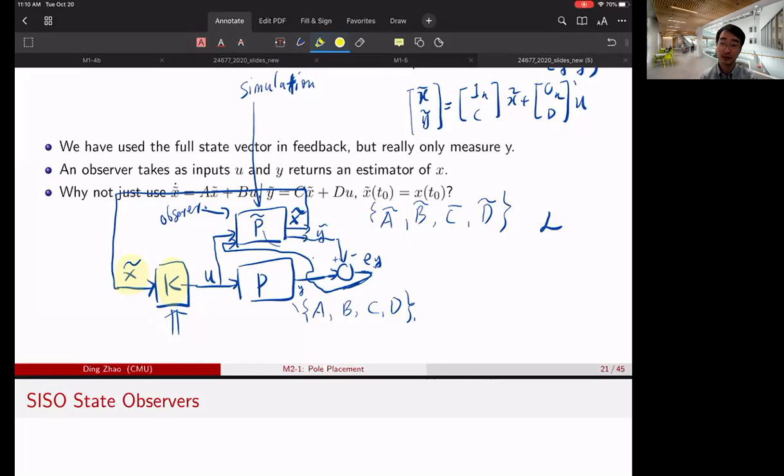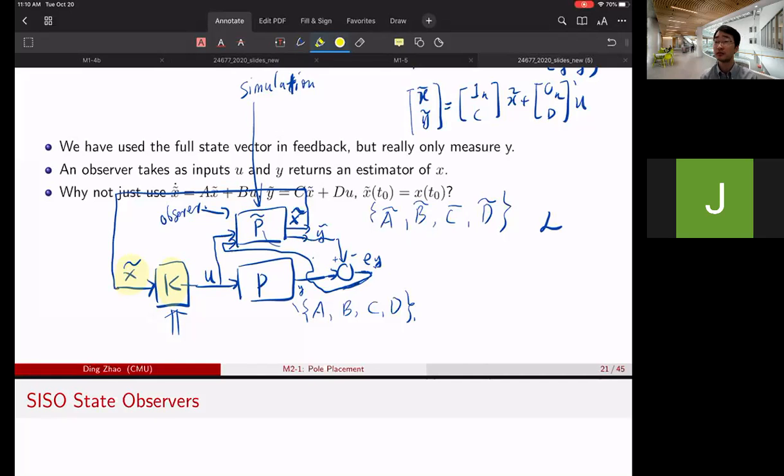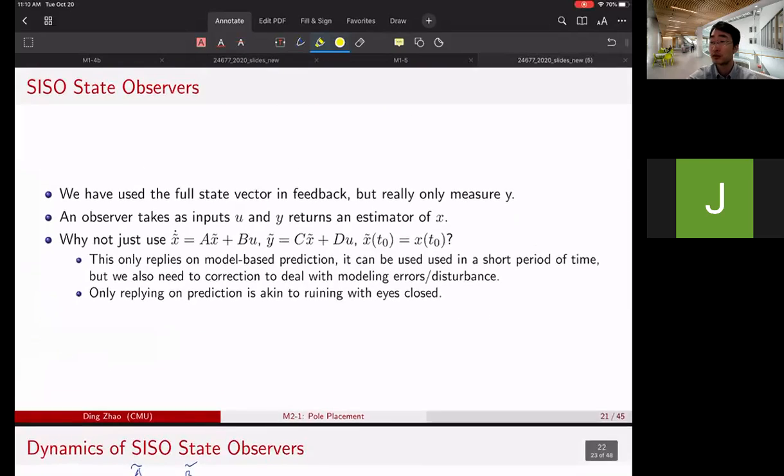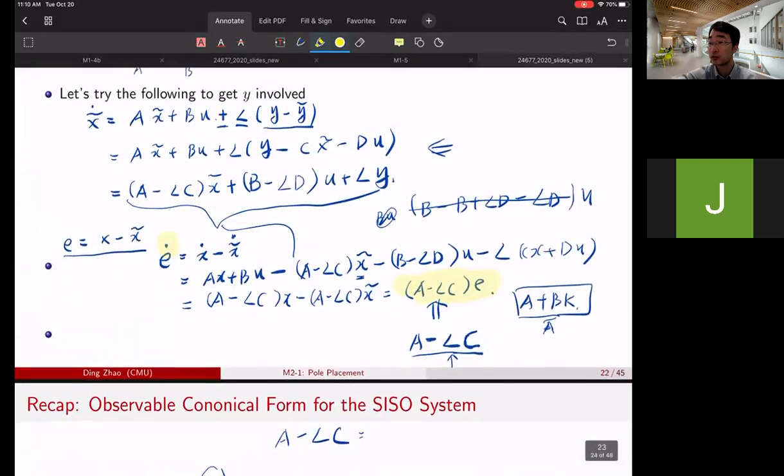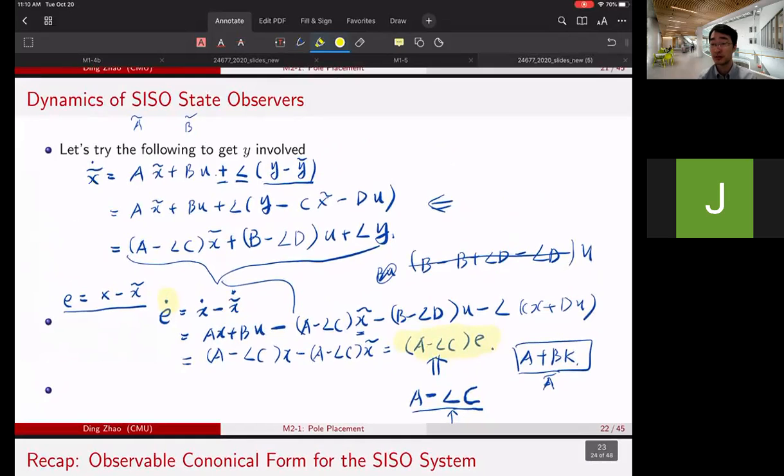Professor? Yeah, go ahead. I have a question on slide 20. So when we substitute y tilde as C x tilde plus D u on the second line of the equation, y minus C x tilde minus D u, below that. Here. Okay. So why is this C just the original C, not C tilde?